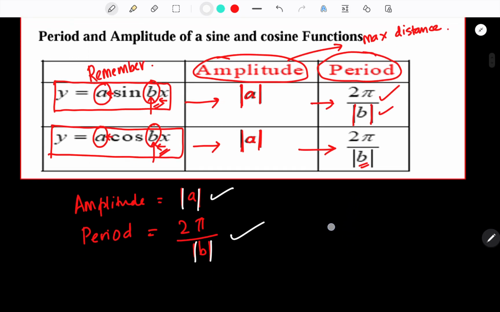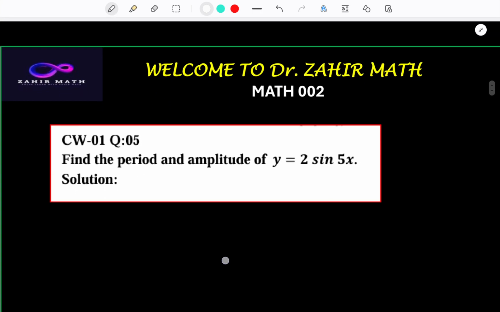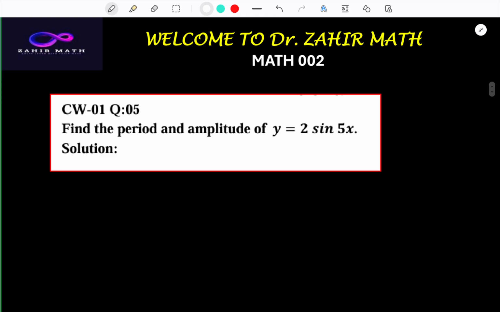Okay, right. So let's go to the first question. Find the period and the amplitude. Now there is no sketch. The first one or two questions will be for period and amplitude. So the first question is find the period and the amplitude. That means they are asking A and they are asking P. What is the formula to find the period and amplitude?